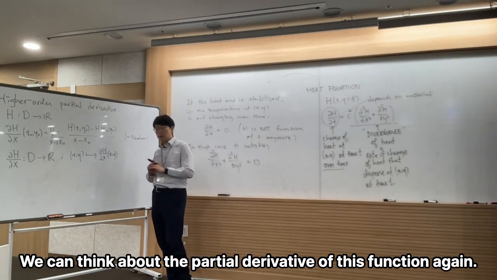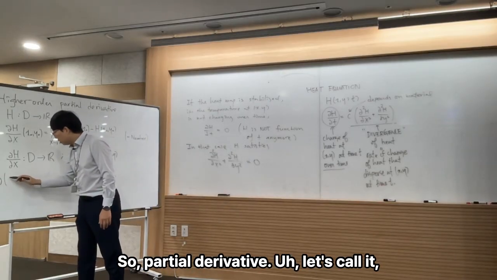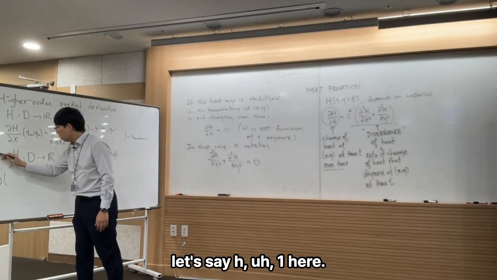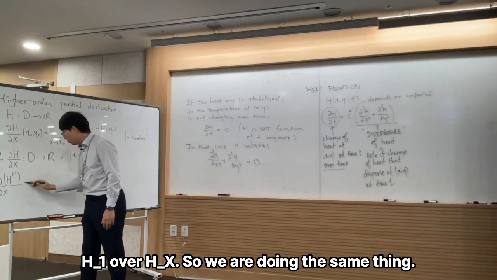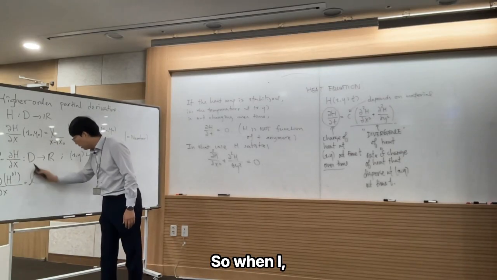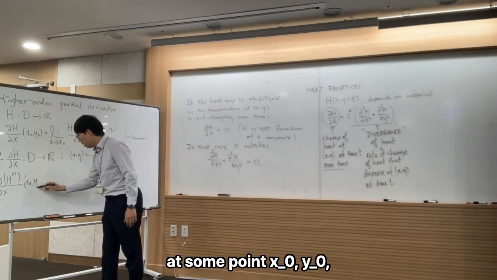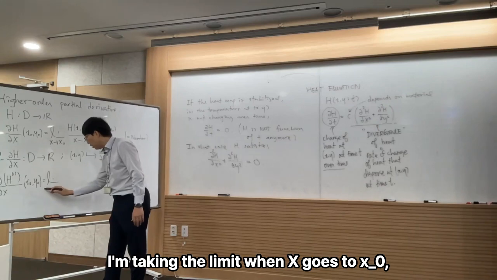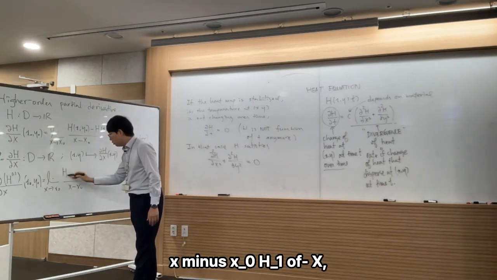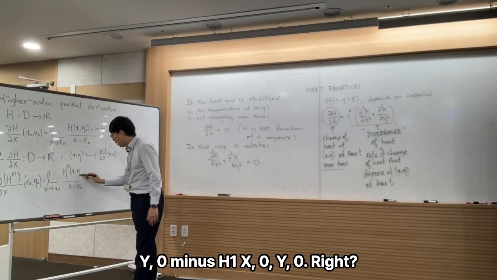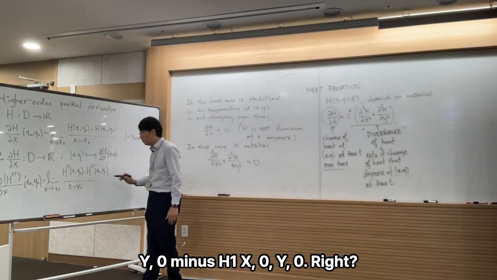Just think that it's a two-variable function. We can think about the partial derivative of this function again. So the partial derivative of, let's call it h1, h1 over del x. We're doing the same thing. When I take the partial derivative at some point x0, y0, I'm taking the limit when x goes to x0 of h1 of x, y0 minus h1 of x0, y0, over x minus x0, right?